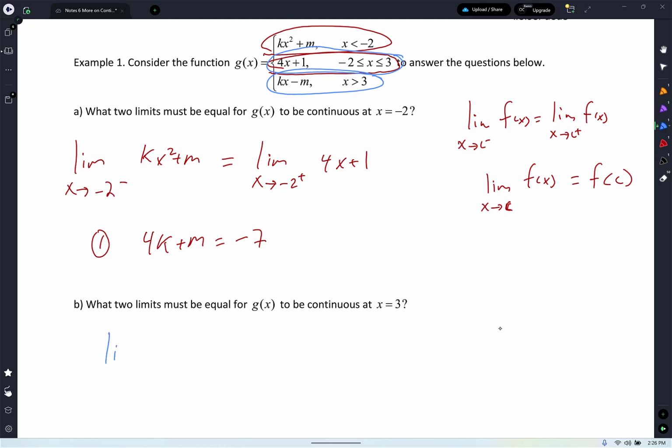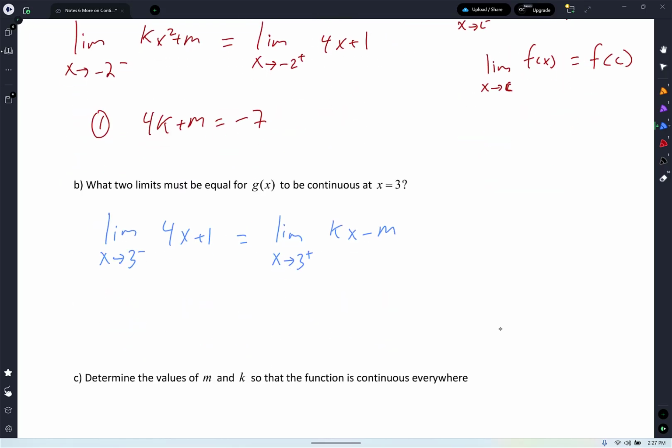So I'm going to write the limit as x approaches 3 from the left-hand side. If I approach from the left-hand side, it's 4x plus 1. And it better equal the limit as x approaches 3 from the right-hand side of kx minus m. If I solve for those two, 4 times 3 is 12, 12 plus 1 is 13. So 13 equals 3k minus m. Have I confused anyone? Is everyone okay?